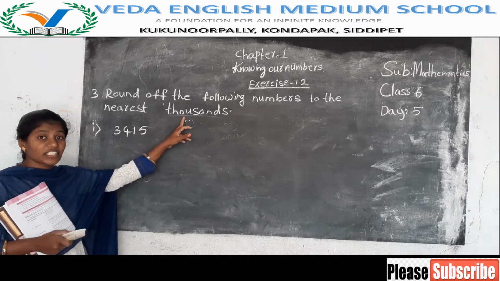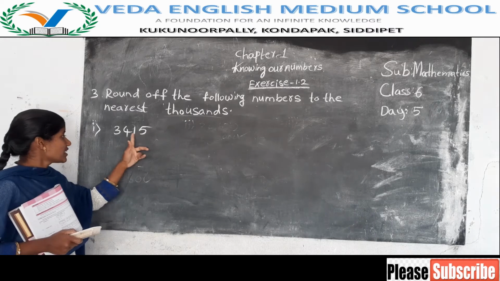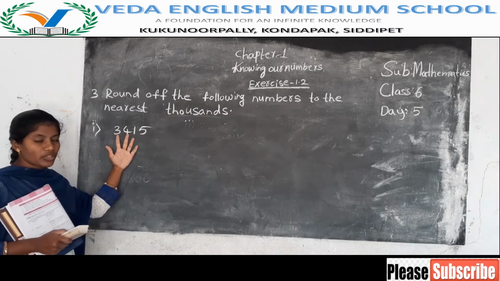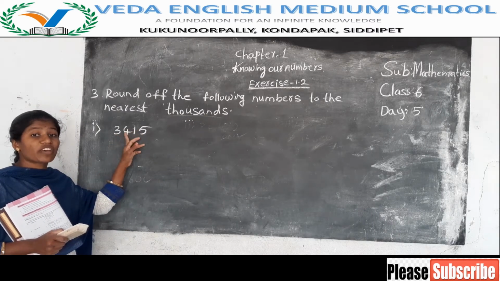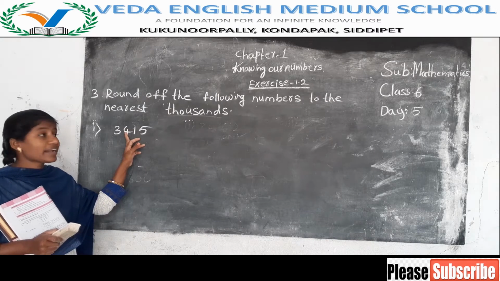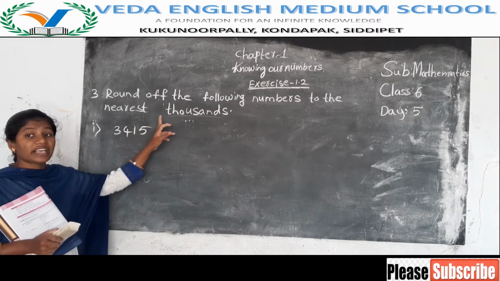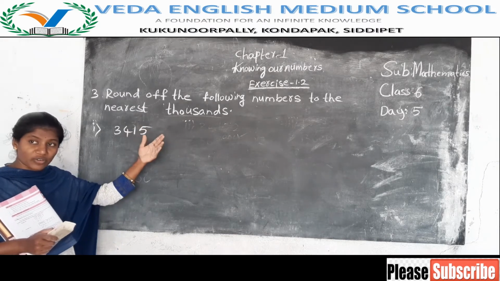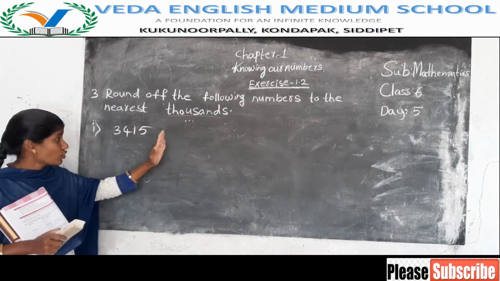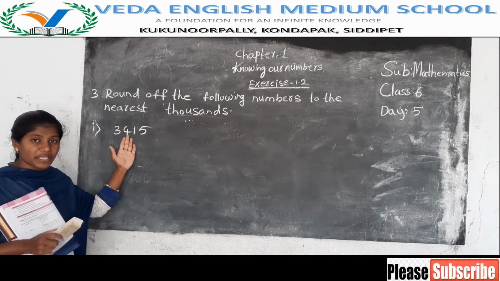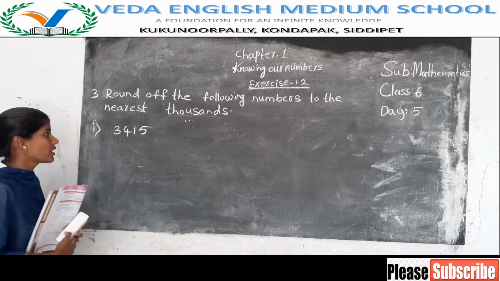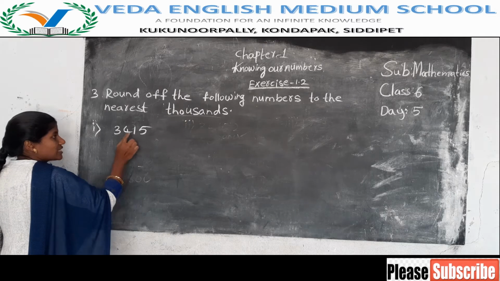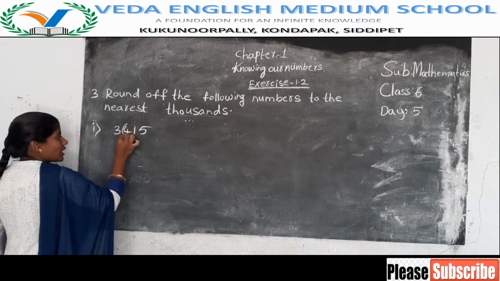Here they are asking for the nearest thousands. Ones, tens, hundreds, thousands. Which place value do you have to count here? The hundreds place value, because they are asking for the nearest thousands. So we have to count the hundreds place value. Ones, tens, hundreds. You have to count the hundreds place value.